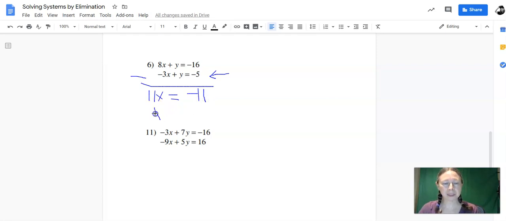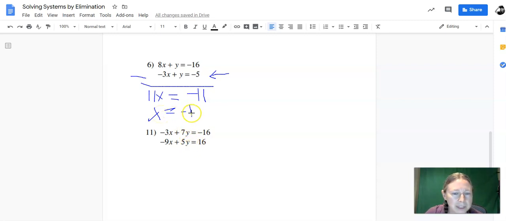So then x must be negative 1. So you kind of saw two techniques. If one variable is like the opposite of the other, you can just add them, and that eliminates one variable. If you have a variable that's the same from one problem to another, you can subtract, but make sure you subtract everything. You're finding the difference between both complete equations. So you can play around with whatever technique works for you.